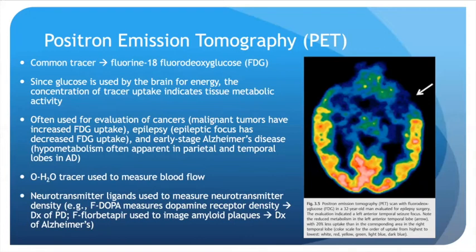Since glucose is used by the brain for energy, the concentration of tracer uptake indicates tissue metabolic activity. So how much tracer is taken up by the tissue is an indicator of the amount of metabolic activity of that tissue. So this is often used for the evaluation of cancers or epilepsy, early stage Alzheimer's disease. And one particular application of it can measure neurotransmitter density, which is quite interesting.